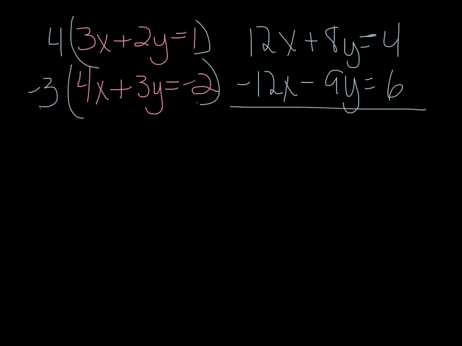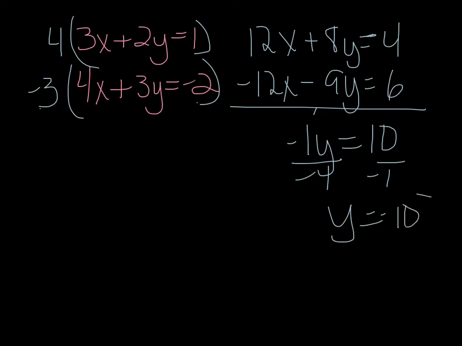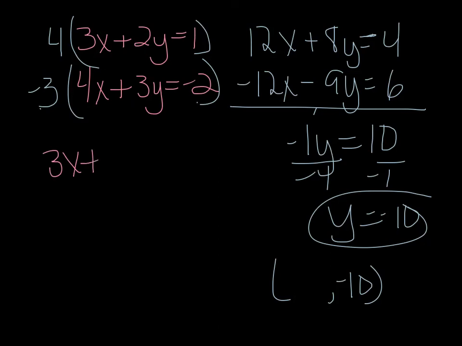My x's are going to disappear. 8y minus 9y is negative 1y. 4 and 6 is 10. Divide by negative 1, and y equals negative 10. Now I'm going to substitute that in for one of these y's. I'm just going to pick the top one. So we have 3x plus 2y, but instead of y, I'm going to put negative 10, equals 1.